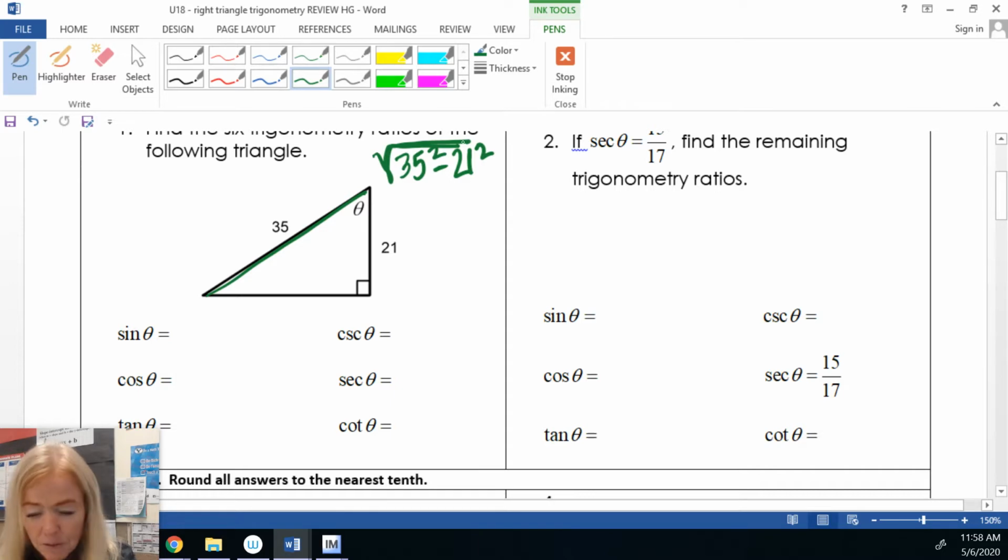So square root, actually I think I want to use the calculator that's going to give me the simplified radical. 35 squared minus 21 squared. Oh, whoops. 35 squared minus 21 squared is 28. So that side is 28, and that helps us out a lot.